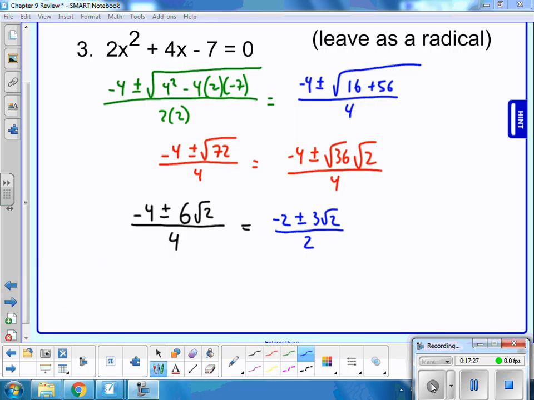Now keep that in mind. You can only simplify what's in front of the radical, and you must simplify all the terms.